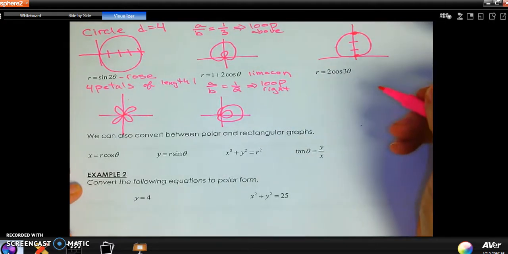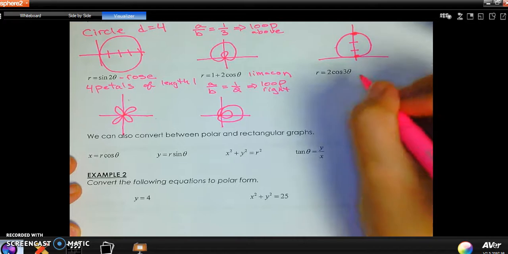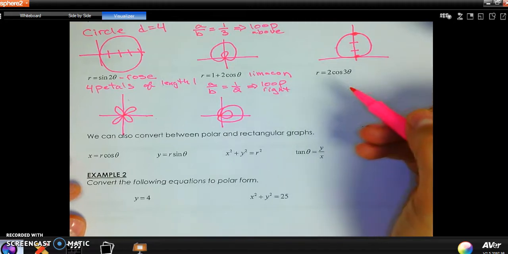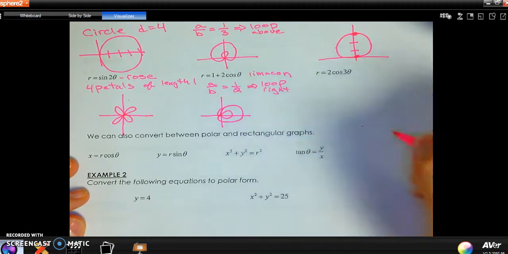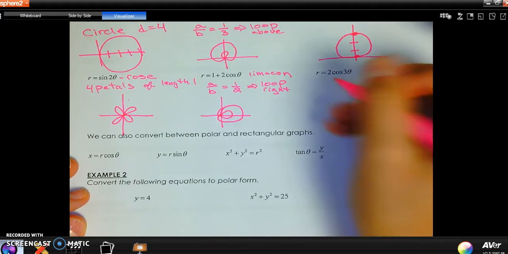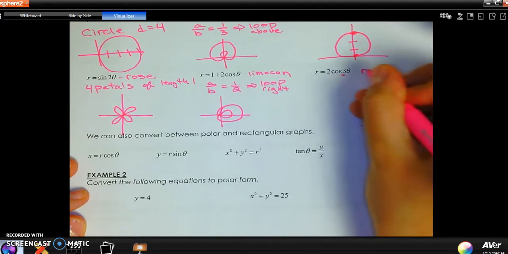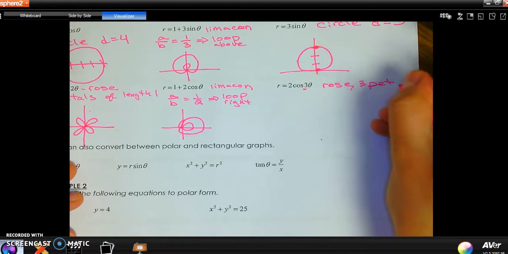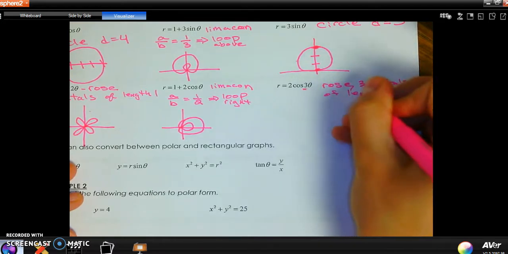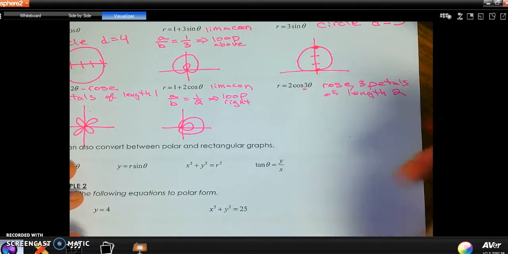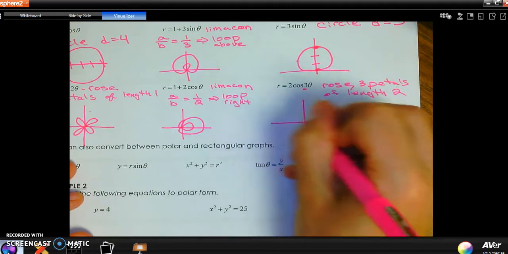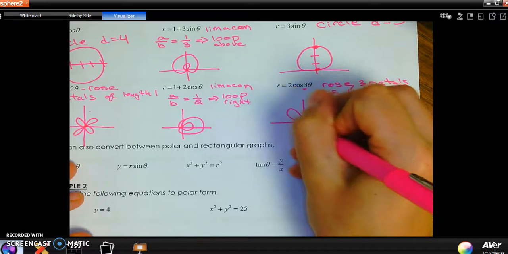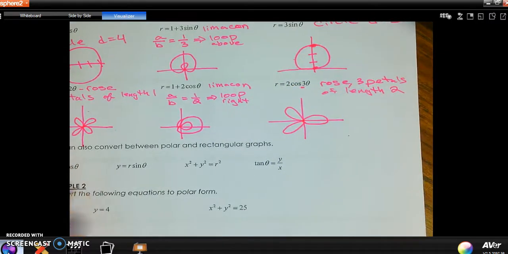Okay, and the last one here, this is going to be a rose, and since it's a cosine, I know that the x-axis is going to cut one of the petals in half. I'm sorry, one of the petals will fall on the x-axis, I should say. And so it's going to be 3 petals. So this is a rose, 3 petals of length 2. Okay, so we've got this. So 3 petals, and then I've got a petal here, and then they're kind of symmetric, so it's going to go something like this. Okay, so we've got that.